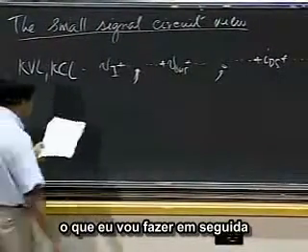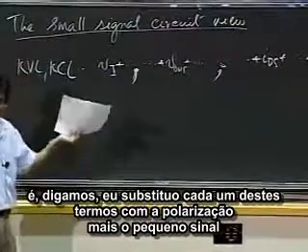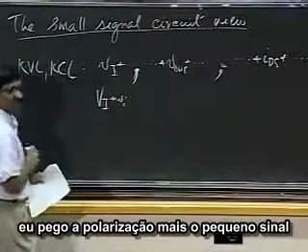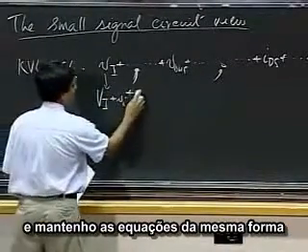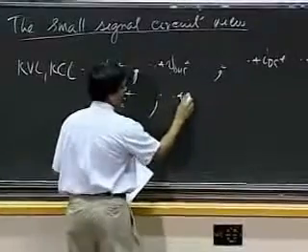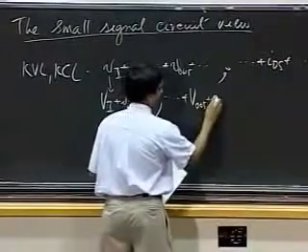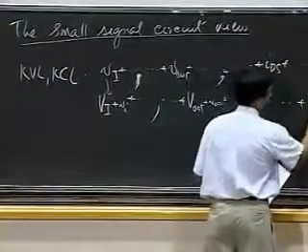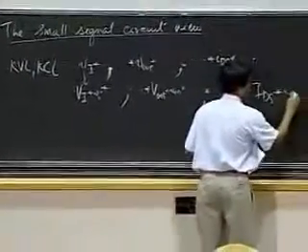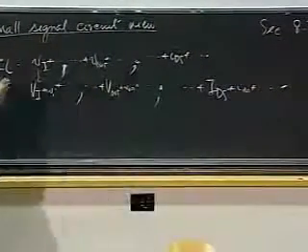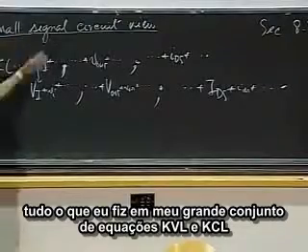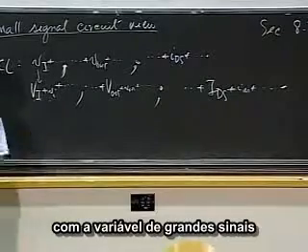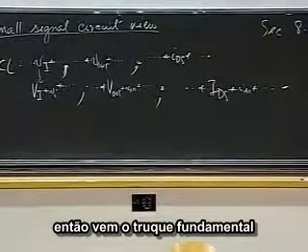Okay, so what I do next is say I replace each of these with the bias plus the small signal. So I get the bias plus the small signal, and keep the equations the same. All I've done is, in my big set of KVL, KCL equations, I've simply replaced the total variable with the large signal variable and the small signal quantity. Then comes the key trick.